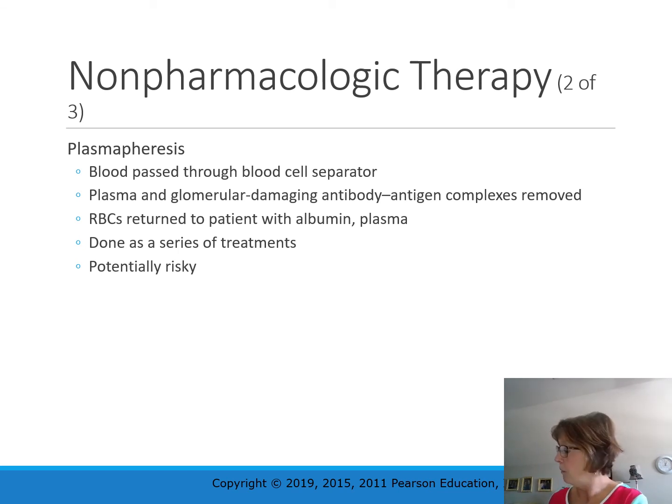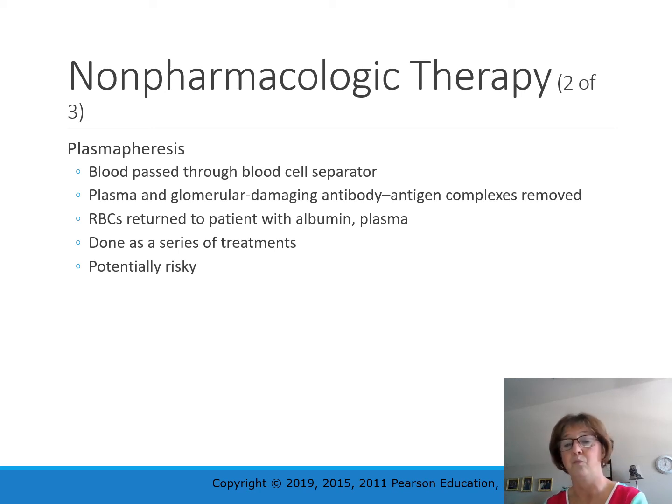Plasmapheresis, this is on page 521. This is where they go in and remove harmful components in the plasma. And so they go in and they try to get the antigen out that's causing the problem. And you'll see this with patients with glomerulonephritis and Goodpasture syndrome.